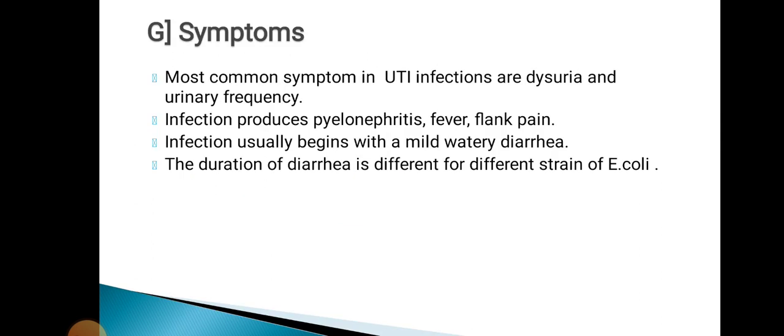Next one is the symptoms of E. coli disease. The most common symptoms of urinary tract infection are diarrhea and urinary frequency. Infection produces pyelonephritis, fever, and flank pain. Infection usually begins with mild watery diarrhea. The duration of the diarrhea is different for different strains of E. coli.